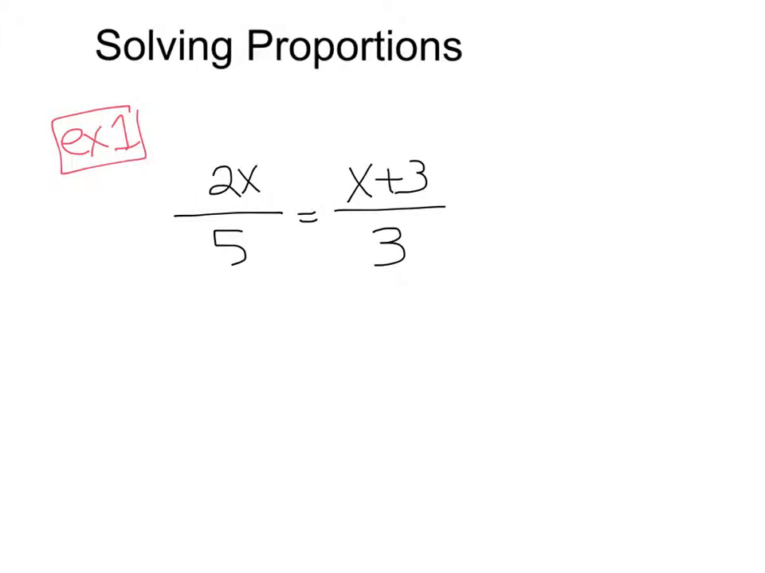In this video, we're going to talk about solving proportions. A proportion is any time you have two fractions that are equaling each other. So in this example, 2x over 5 equals (x plus 3) over 3. That is a proportion. The first step when you're solving a proportion is to cross multiply.